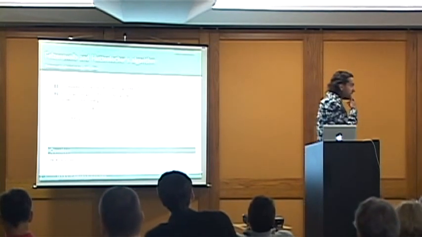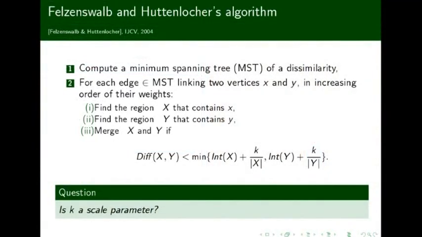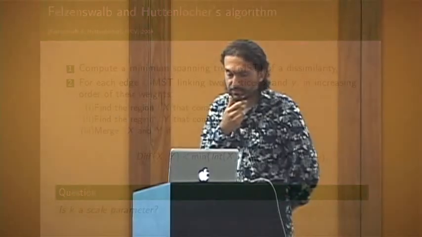Okay. Another example is the classical algorithm. You probably know this algorithm, the Felzenszwalb and Huttenlocher algorithm. I have so much difficulty telling the names of these two people. Well, the algorithm is very simple. They compute a minimum spanning tree of a given dissimilarity, which here can be a simple gradient, for example.